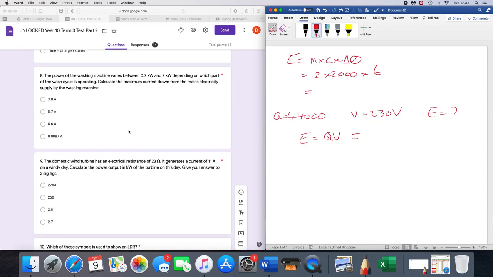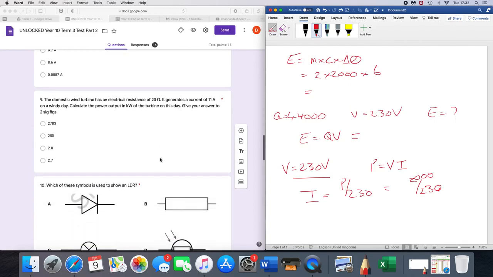Question 8. The power of a washing machine varies between 0.7 kilowatts and 2 kilowatts depending on what part of the wash cycle is operating. Maximum current would be when the maximum power is being delivered. So here you have to know that V is 230 volts. That is a fact that you need to know as part of the specification. You need to know that power is V times I. So the current then is the power divided by 230. So if you divide 2 kilowatts by 230, then the answer you will get is 8.7 amps. So the answer is B.